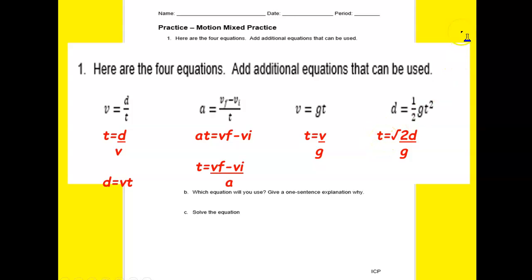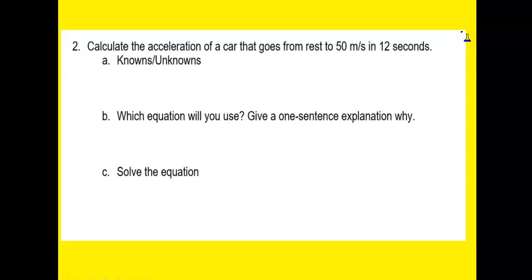So I'm going to do the next problem, number 2. It tells you to calculate the acceleration of a car that goes from rest to 50 meters per second in 12 seconds. So you need to identify your knowns and your unknowns. It says rest to 50 meters per second, and it's in 12 seconds. Since it's rest, that means it's 0 meters per second, and it's to 50 meters per second, which is your final velocity, and then you have 12 seconds.